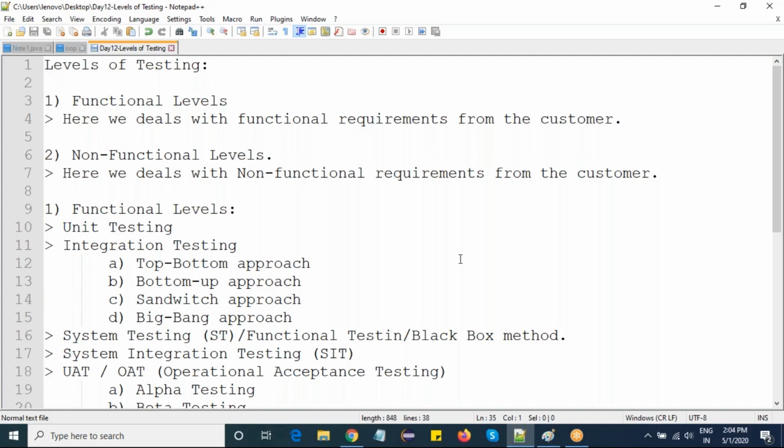In further classes we will try to understand each and every functional level with a real-time example. So that's it for the day.